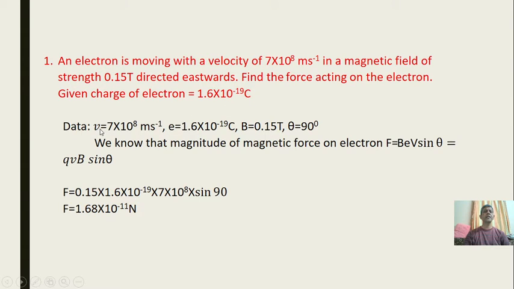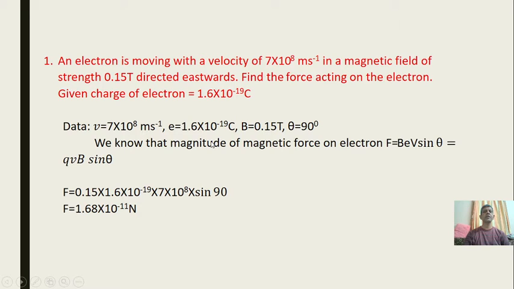The given data is: the velocity of the electron V is equal to 7 × 10^8 meter per second. Charge of the electron is equal to 1.6 × 10^-19 Coulomb. Strength of the magnetic field B is equal to 0.15 Tesla. Theta is equal to 90 degrees.